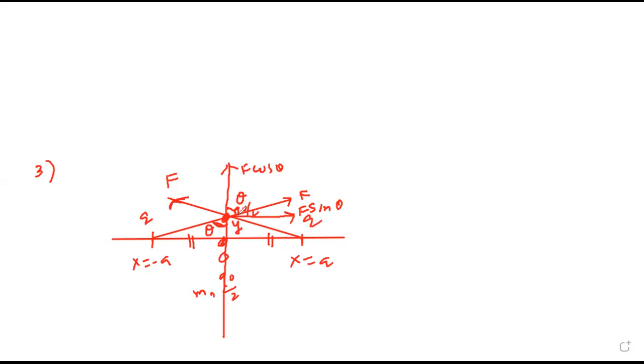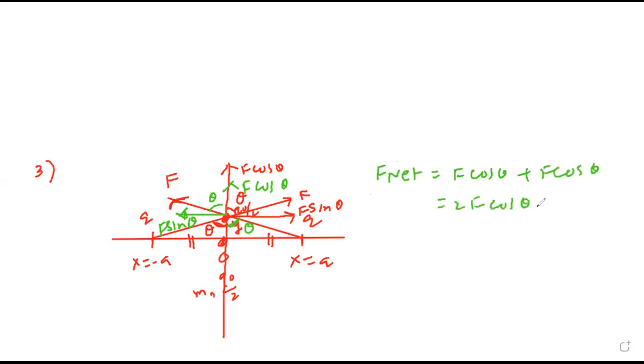Similarly, if this angle is theta, even this will be theta because it is just a mirror image. So this is theta. Two components I get: F sine theta, F cos theta. F sine on left and F sine on right will cancel each other. So can I say net force is F cos plus F cos, which will be 2 times F cos? Once you follow this, please copy till here. Then I'm simplifying that cos theta part.